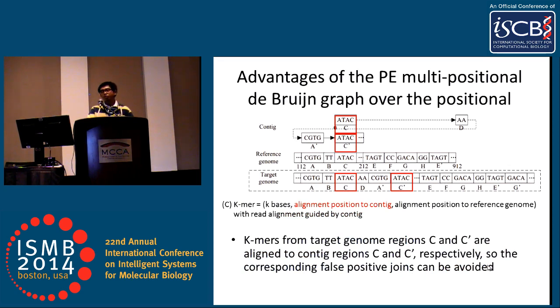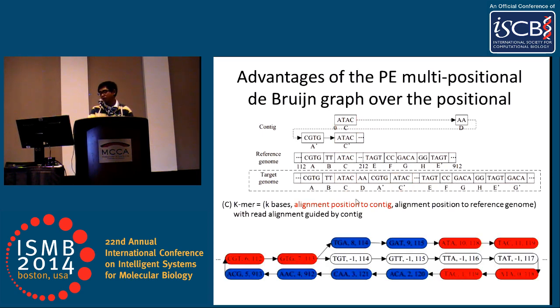So we want to incorporate more information to remove the branches. So we incorporate the alignment position of the k-basis to the contig. Therefore, the k-mers from target genome region C will have alignment position to contig region C. And k-mers from C prime will have alignment position to contig region C prime. So the k-mers from C and C prime can be distinguished and the branch can be resolved. And this is the resulting de Bruijn graph.